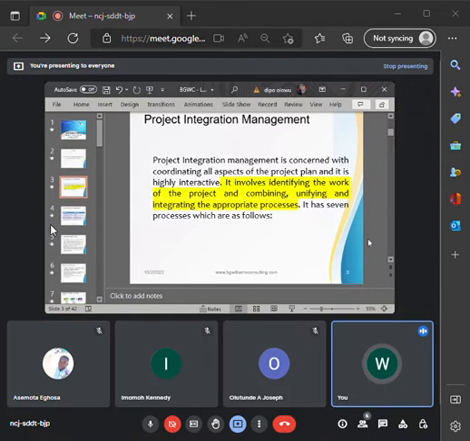So you can see that that is exactly what integration management is. There are different aspects of the project. It is your responsibility of identifying those aspects.